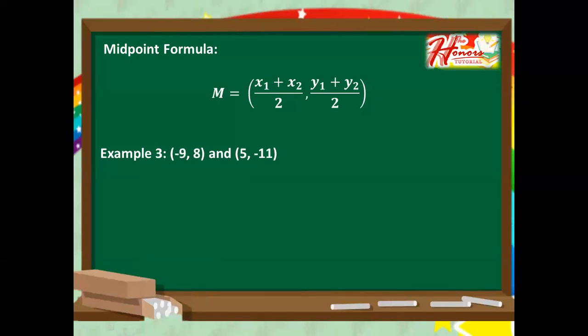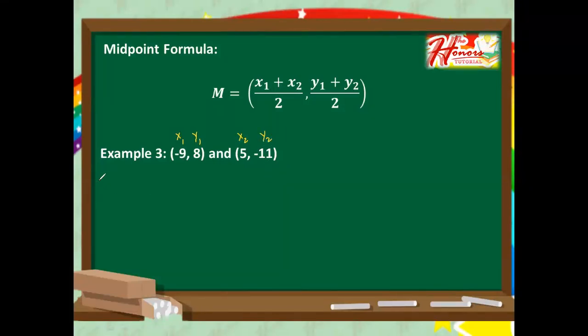Example number 3. So we have here negative 9, this is x sub 1. 8 is y sub 1. 5 is x sub 2. Negative 11 is y sub 2.